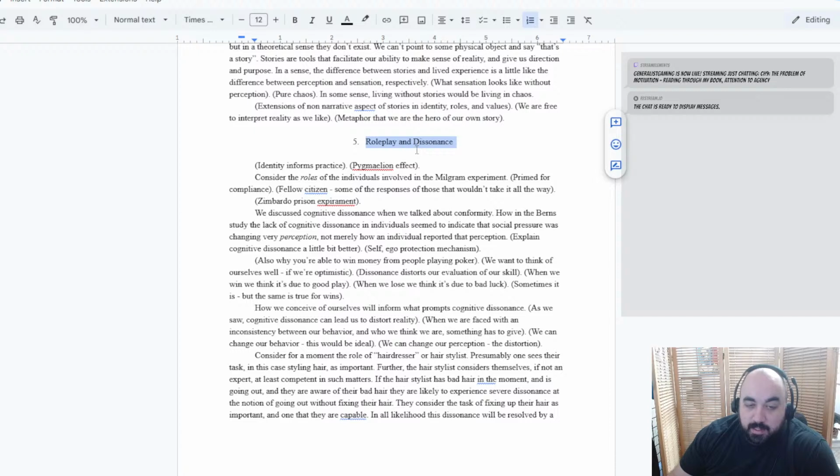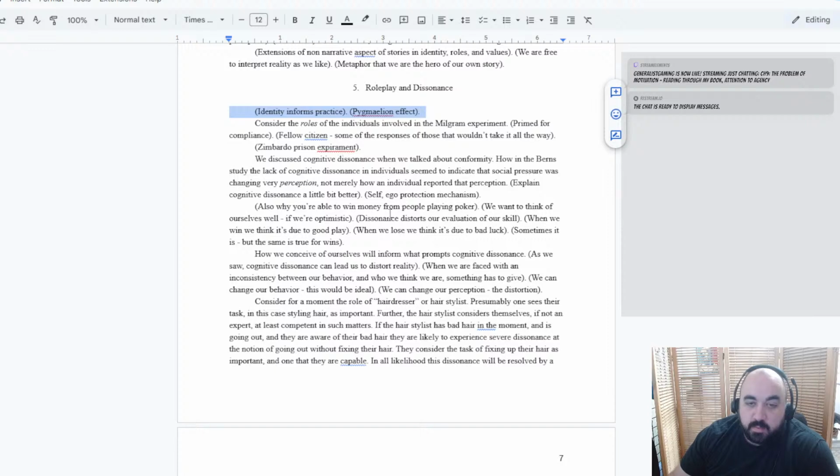Roleplay and dissonance. Identity informs practice, and we wanted to talk about the Pygmalion effect a little bit more, which we've already mentioned, so we'll just breeze over that. Consider the roles of the individuals involved in the Milgram experiment, who repeatedly shocked the other person they thought was in the experiment, but who, unbeknownst to them, was an actor. These people are primed for compliance.